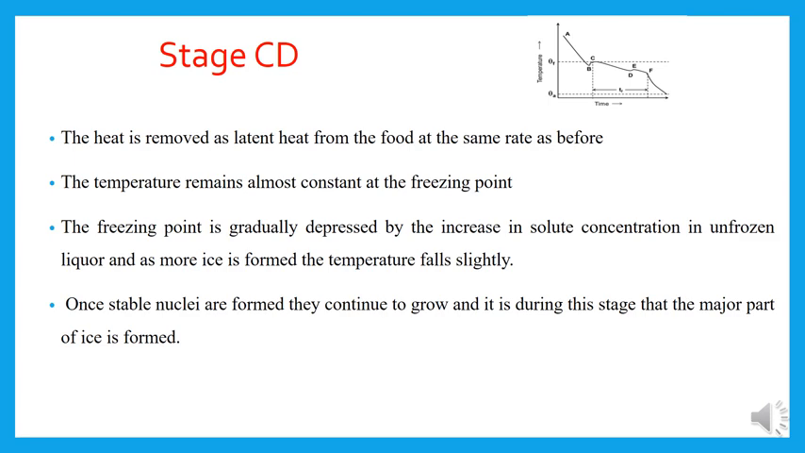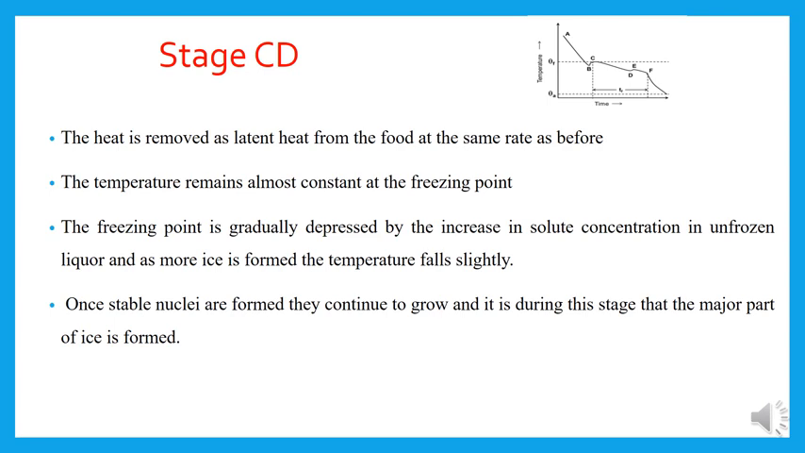Next stage is C to D. So first sensible heat is removed. Next, we have to remove the latent heat. So we already studied that when the latent heat is removed, at the phase transfer stage, water is transferred to ice crystals, liquid to solid, and the temperature will be constant. But here, you see the temperature is somewhat changing. That is, from C to D, there is a slight decrease in the temperature.